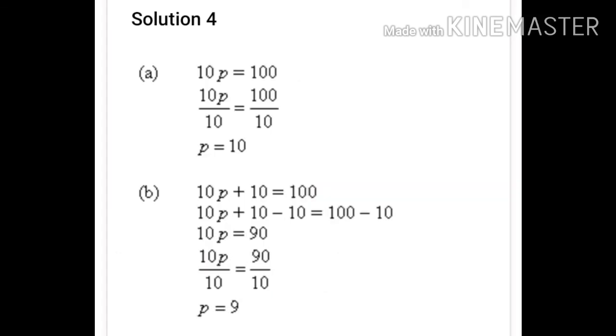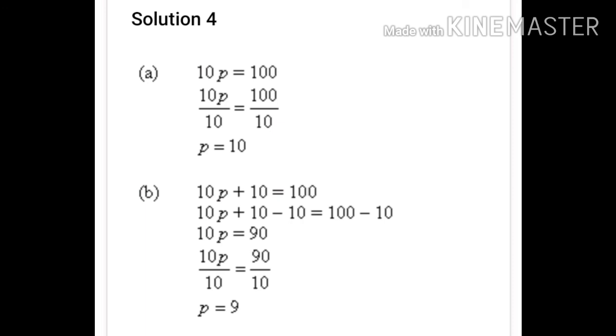Now question number 4. 10p is equal to 100. Again in this we have to solve the equation. We are dividing it by 10. Why? Because we have to separate p. So on both sides we have divided by 10. The value of p we have got as 10.